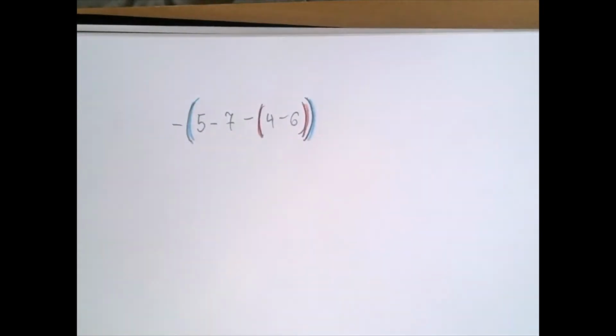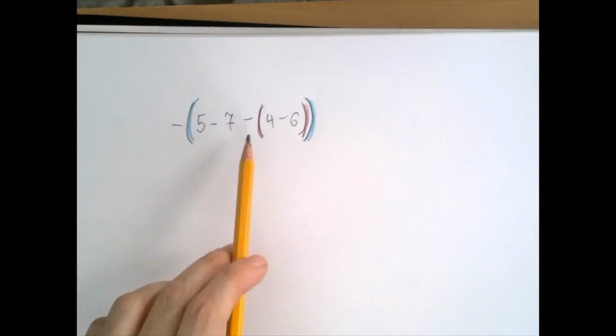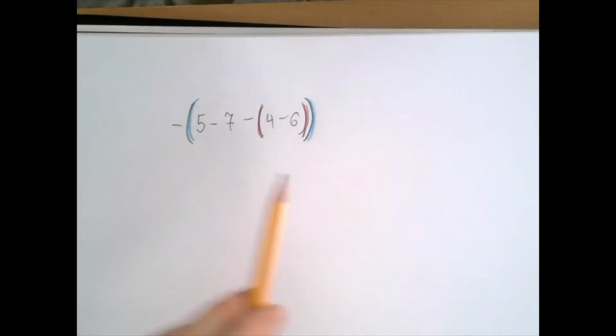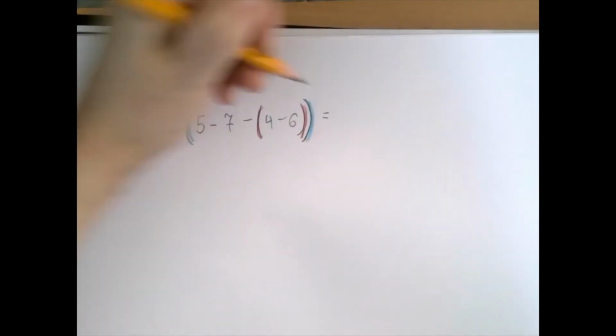In this problem, both pairs of parentheses are grouping symbols. We have two subtractions inside the parentheses, and then within the parentheses another subtraction. So we have to work on the innermost parenthesis until that becomes a number. So that's what we'll do.